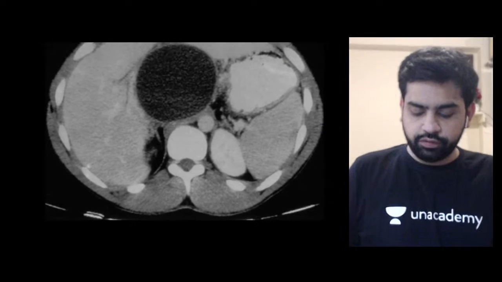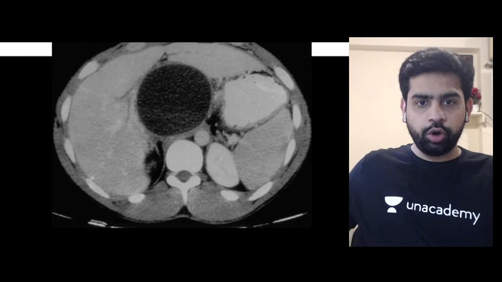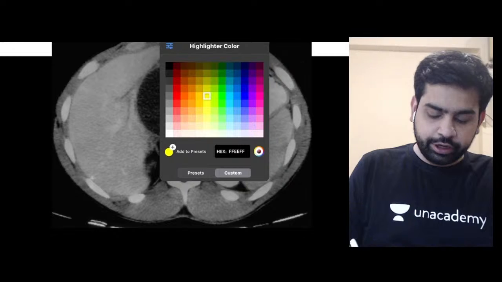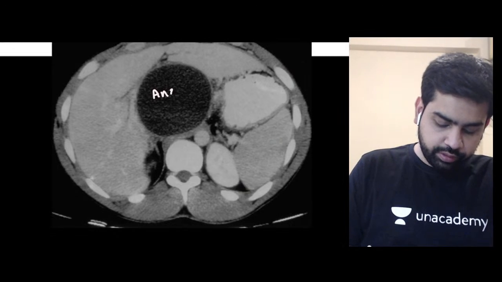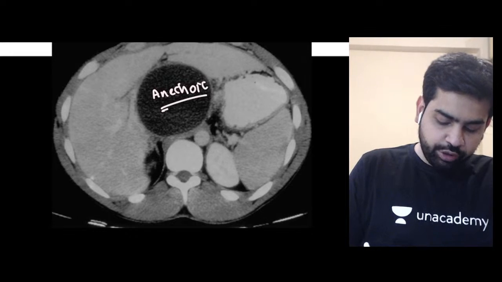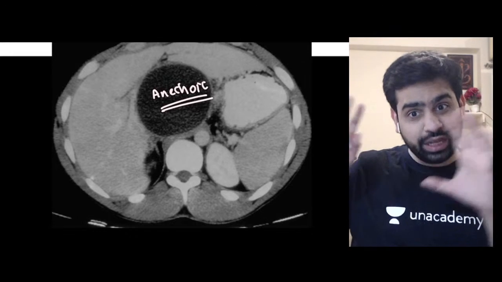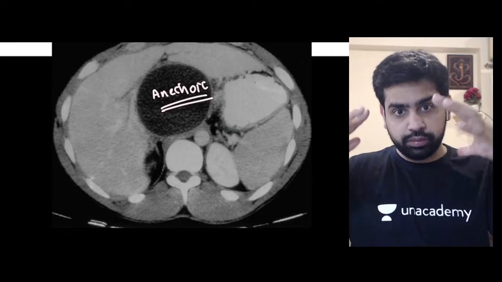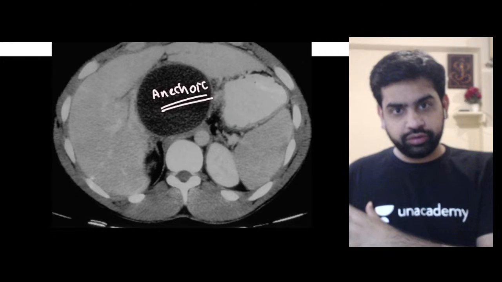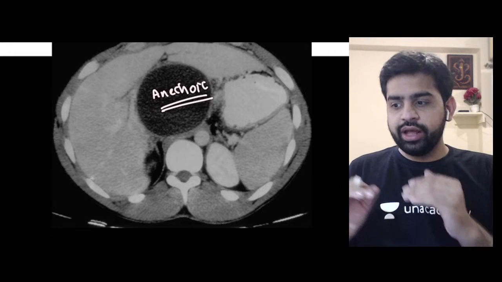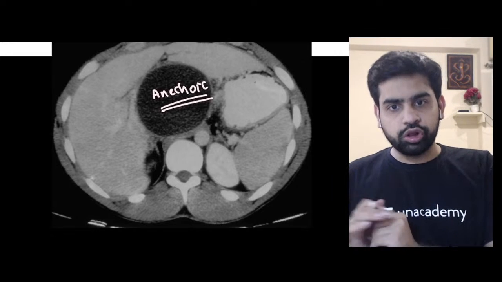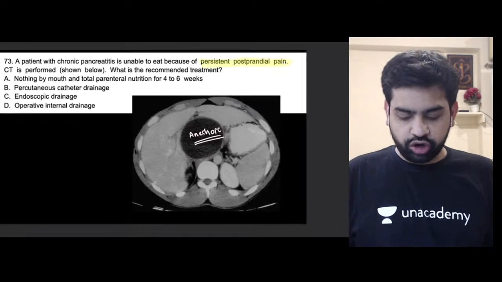Okay, so let's evaluate the CT scan first. So here, what do you have? You have this anechoic mass. Okay, so what is this? This is an anechoic lesion. What do you understand by anechoic? Anechoic means black. So it is an anechoic cystic lesion which is basically present around the pancreas. I hope you are able to appreciate it. So most probably this particular question is trying to tell you that we are dealing with a patient with a pseudocyst of pancreas. Okay, that is what this particular question is trying to tell you.